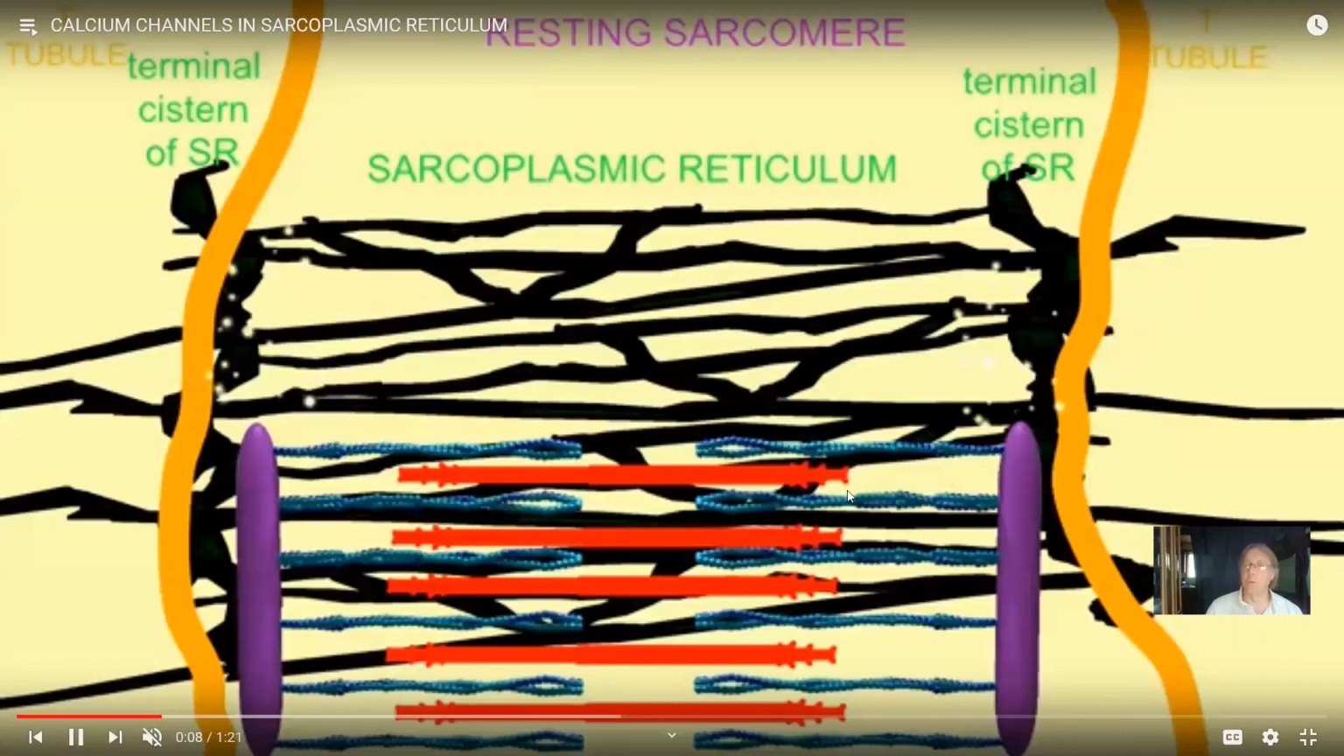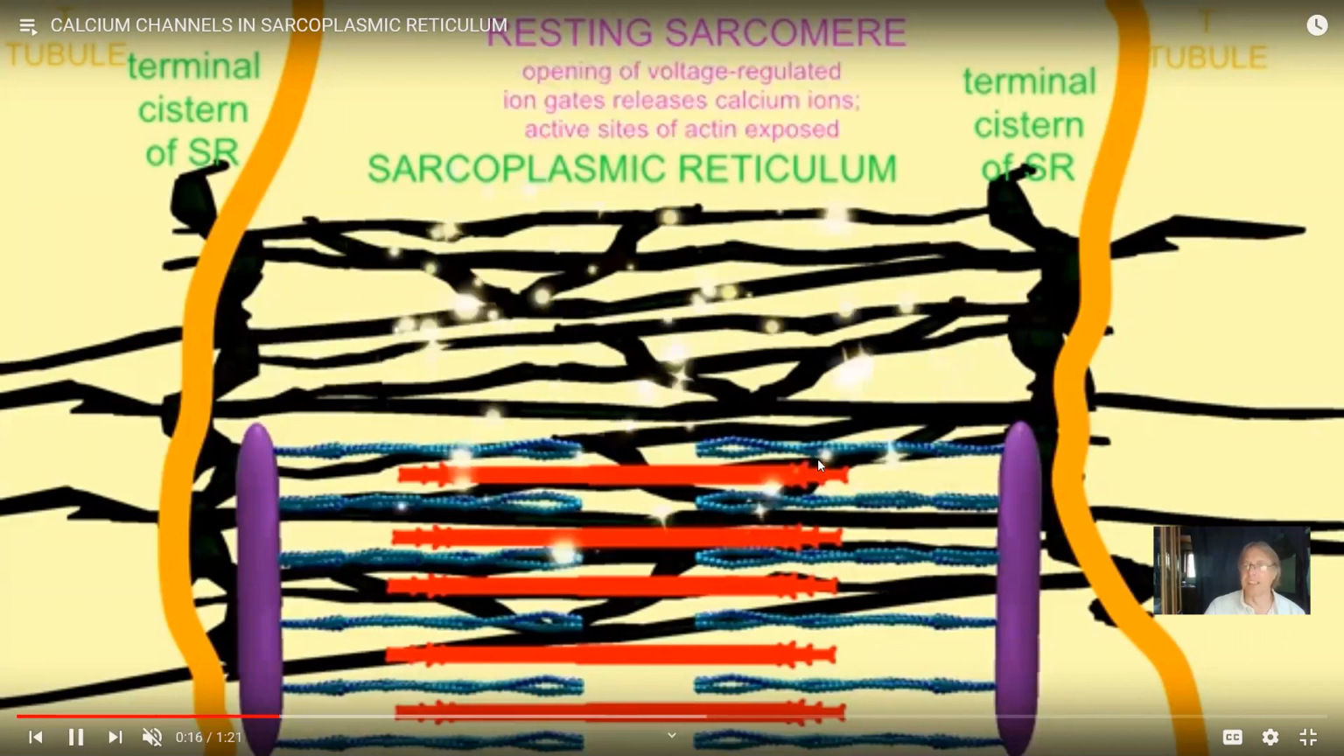It moves tropomyosin out of the way, and then the active sites of actin would be exposed so that myosin could pull on it. So it is the release of calcium that will start the contraction of the sarcomere. When calcium is pumped back into the SR, that will end the contraction of the sarcomere. So whether or not these active sites are covered or exposed depends on calcium.